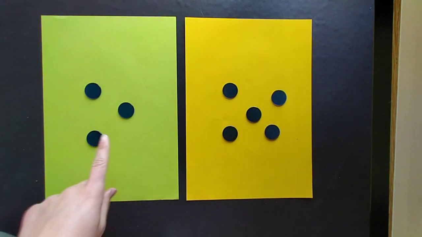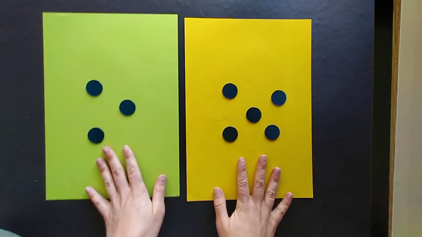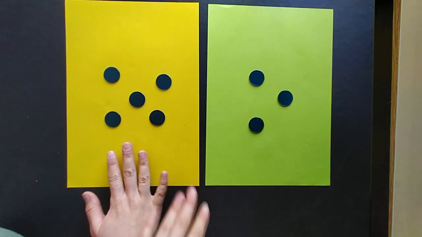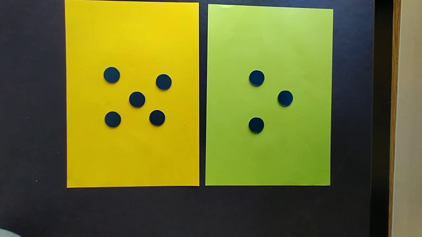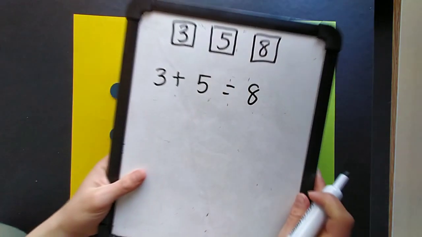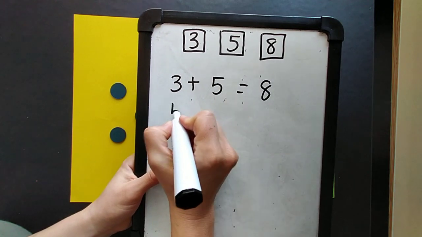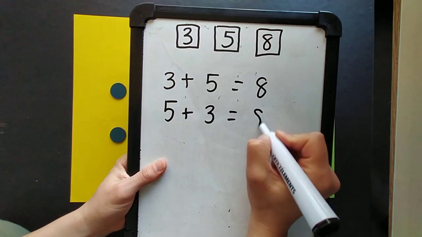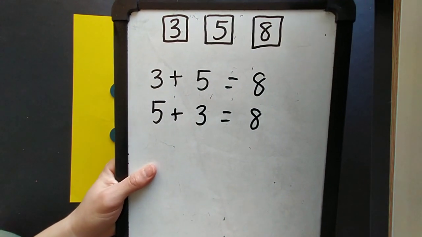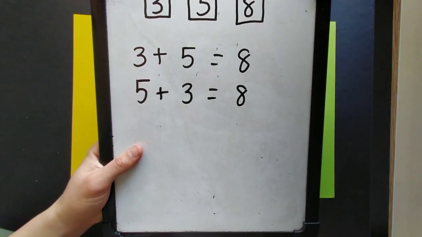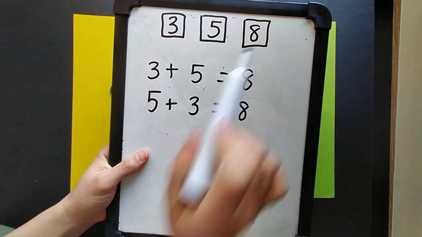I'll show you what I mean. This is 3 plus 5 equals 8. And this is 5 plus 3. Do they still equal 8? Yes, of course. Let's write it down. 5 plus 3 equals 8. Now let's work on to subtraction number sentences using only these 3 numbers.